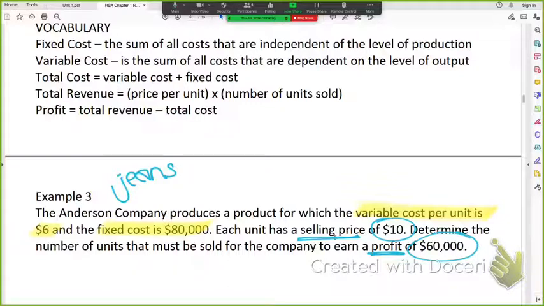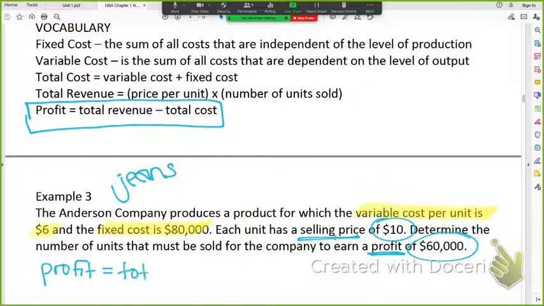So let's go back, and we're starting. Anytime you are talking profit, you're starting here. Okay? So everyone just write that down. Profit equals total revenue minus cost. Now we're going to fill in what we know of that. What kind of profit do we want to make? 60 grand.